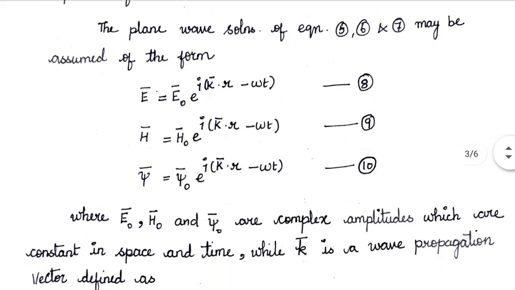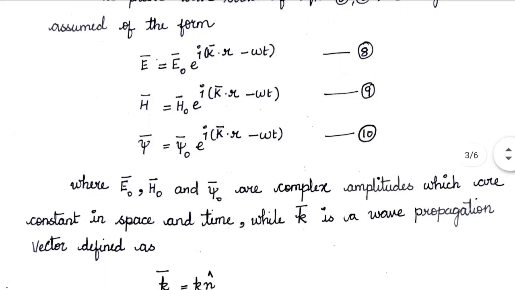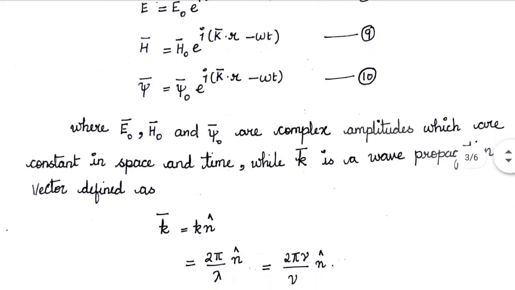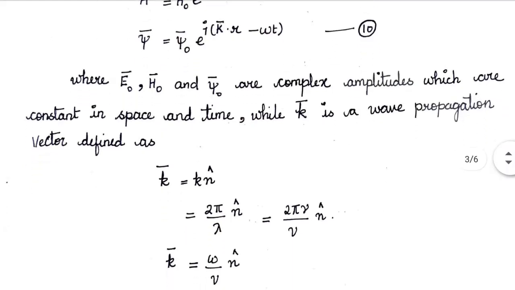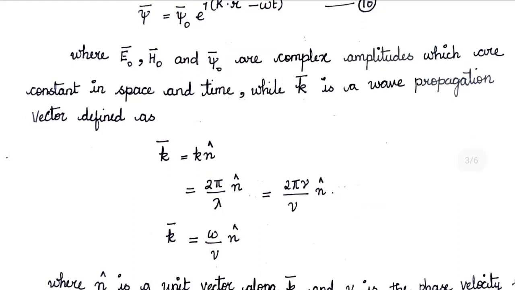Here E naught, H naught and psi naught are the complex amplitudes, which are constants in space and time. And here the k vector is the wave propagation vector which we have defined already. The k vector is equal to k into n cap, and it represents the direction of wave propagation, and k is the wave number, which is written as 2 pi by lambda.